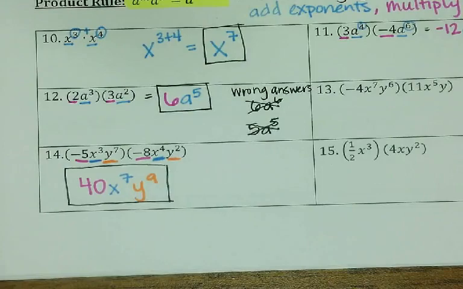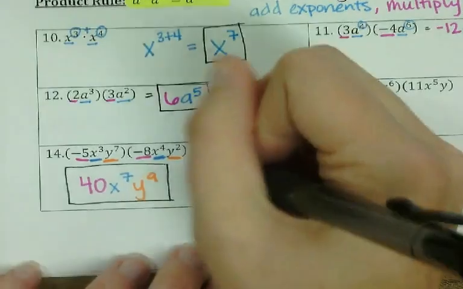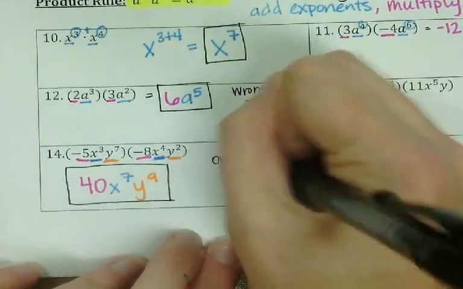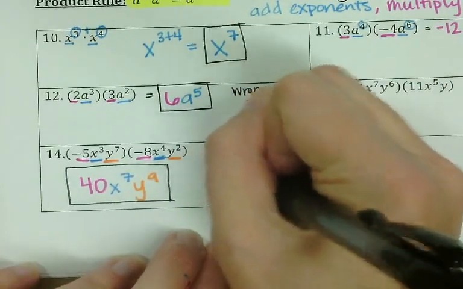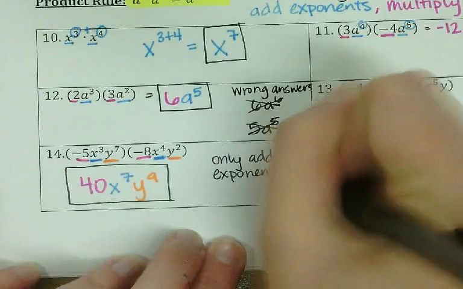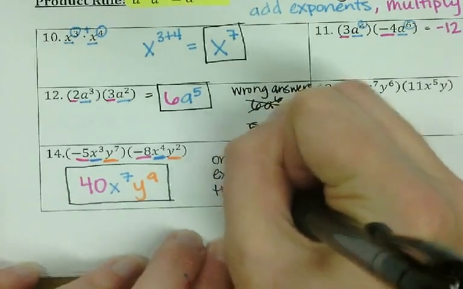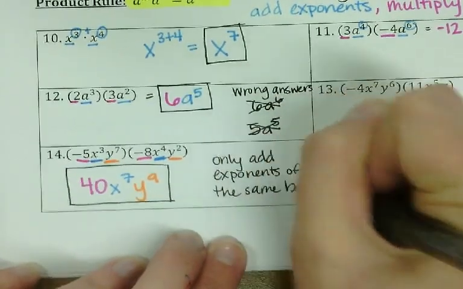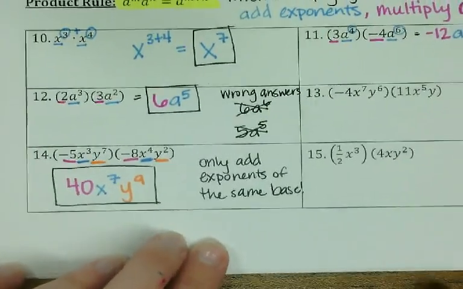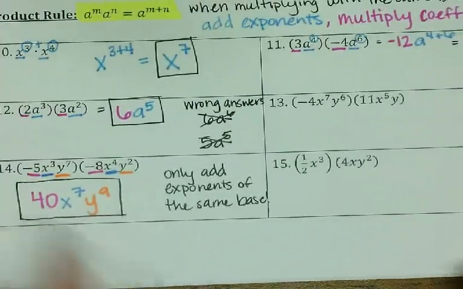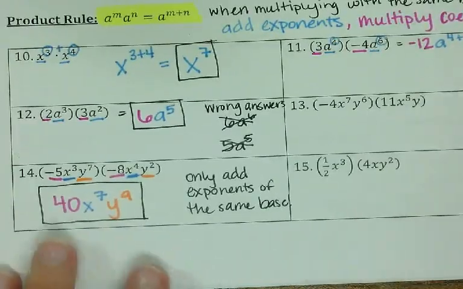You've got to keep them together, okay? So you only add exponents from the same base. You only add exponents of the same base. So they have to have the same base for you to be able to add your exponents together. Does that make sense, y'all? So we only added x's with x's and y's with y's.